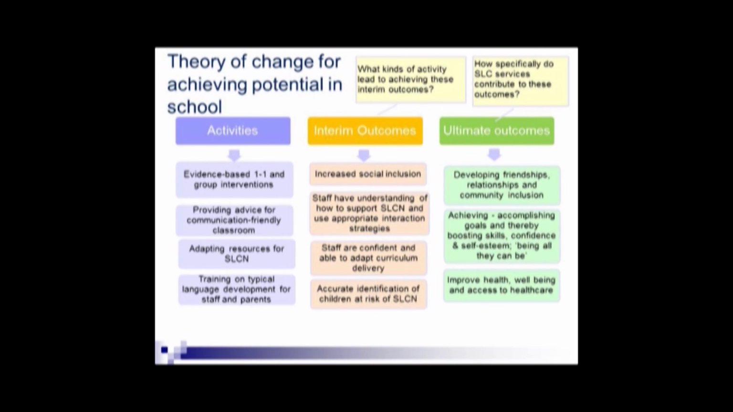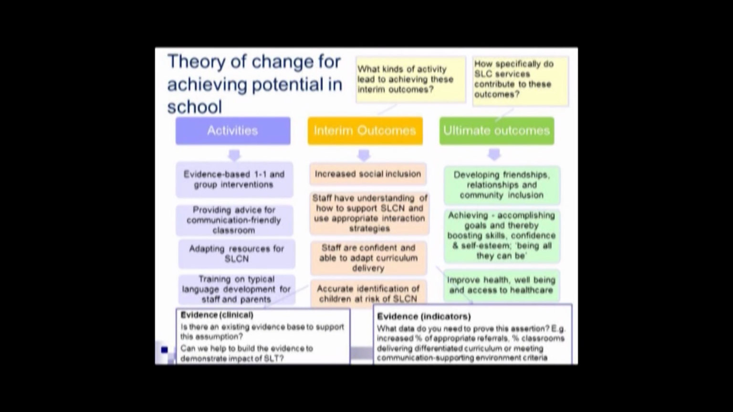So thinking about the indicators, the kind of data that might be available in a school would be the percentage of appropriate referrals, and the percentage of classrooms delivering a differentiated curriculum or meeting communication-supporting environment criteria.